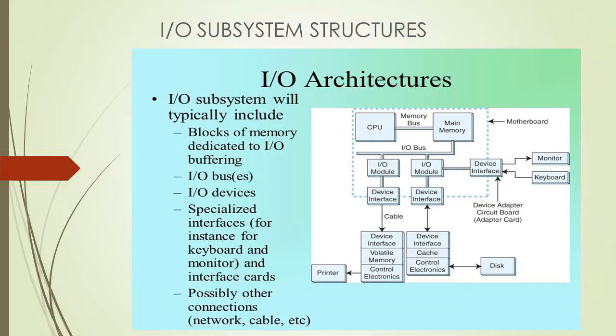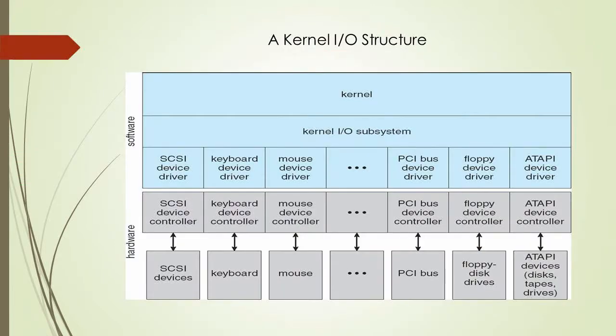I/O architecture. The I/O subsystem will typically include a block of memory dedicated to I/O buffering, an I/O bus, I/O devices, and specialized interfaces, for instance for the keyboard and monitor, and an interface card. Possibly other connections such as network, cable, and others. This is the kernel I/O structure. It has two sections, hardware and software. At the software level there is the kernel I/O subsystem, and the hardware, as you can see in the picture.